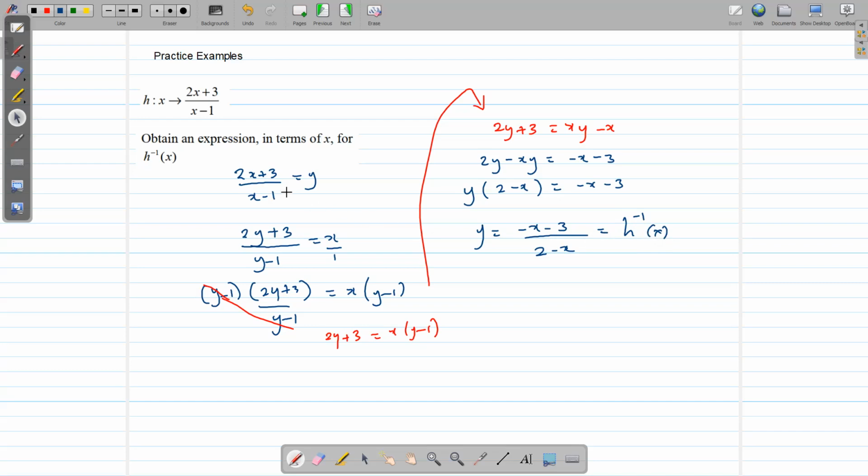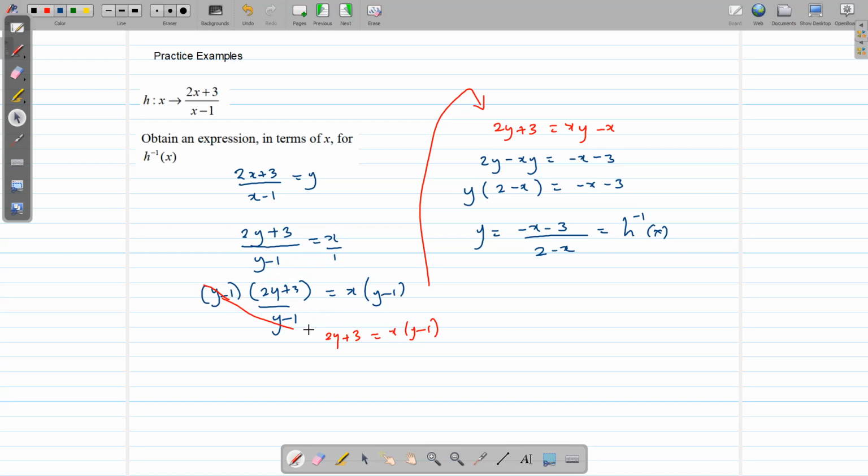So what did we do first? Let the function equal to y. Then we switch the positions of x and y. Notice x is here, y is here. Now we switch them. So now we have y here and x there. Multiply by the LCM in this question. The LCM is y minus 1. So we multiply both sides by y minus 1. Or you could, of course, cross-multiply it.